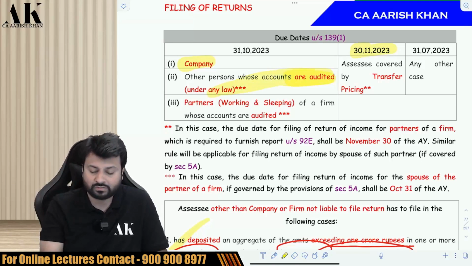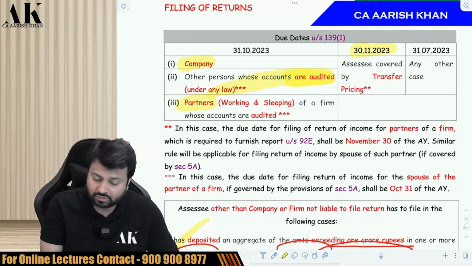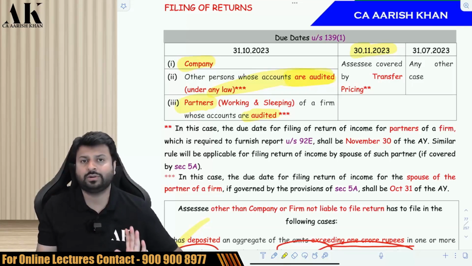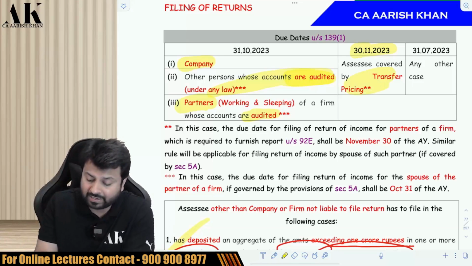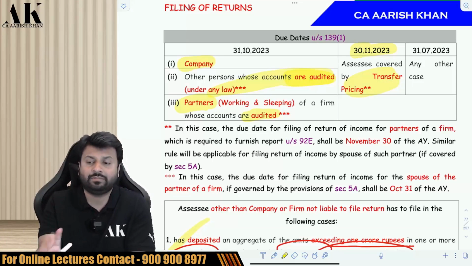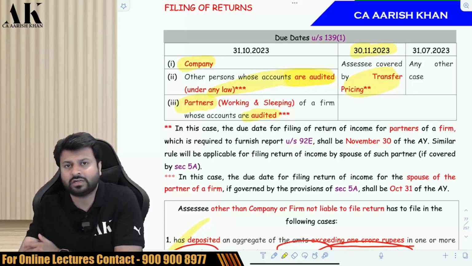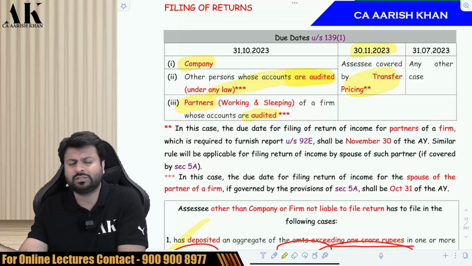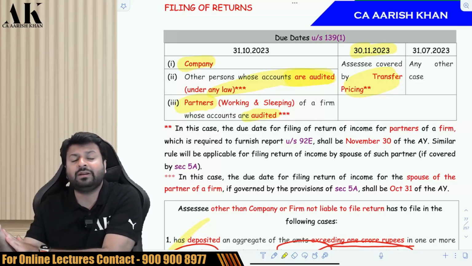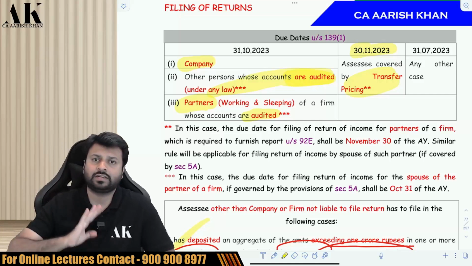Third one. If a partnership firm is liable for audit, then the partners will also be filing the return on 31st October. Similarly, if a partnership firm is liable for transfer pricing, then the partners will also file the return on 30th November. So if the partnership firm is liable for audit, then the partnership firm will file on 31st October, so the partner will also file on 31st October. Sleeping partner, working partner, both the partners. If a partnership firm is liable for what? Transfer pricing, then the firm will file the return in November. So the partners will also file the return in November.